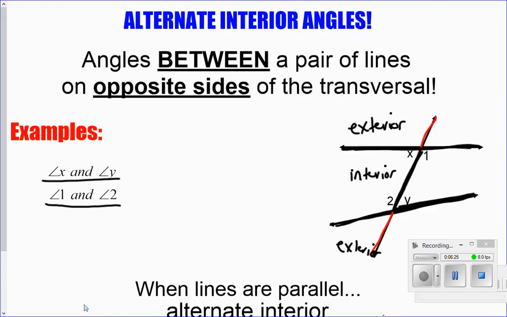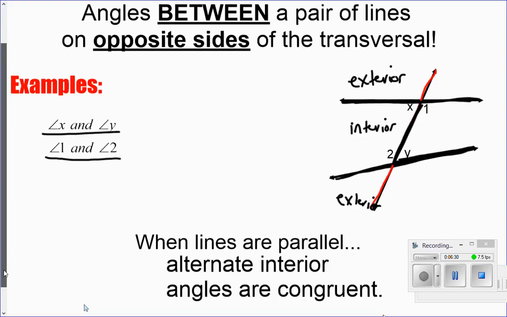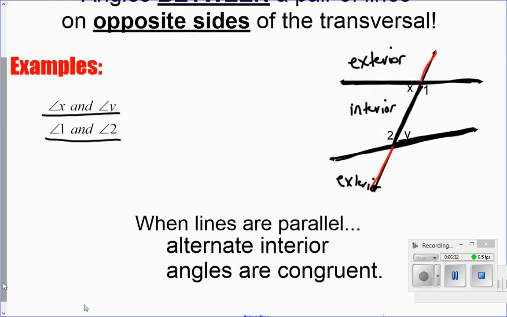Now, in our diagram, we can tell that the lines are not parallel. However, if they were parallel, then we would be able to say that angles 1 and 2 are congruent, and angles X and Y are congruent. Again, because when we have parallel lines cut by a transversal, alternate interior angles are congruent. I'm not going to mark that on our diagram because our lines were not parallel.